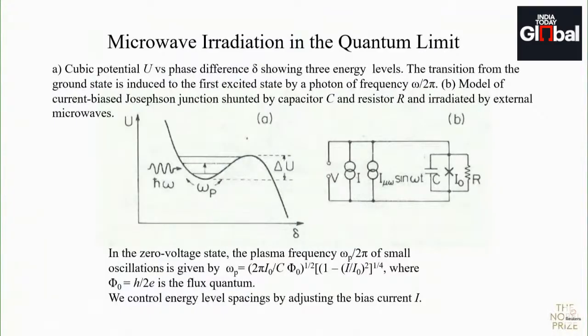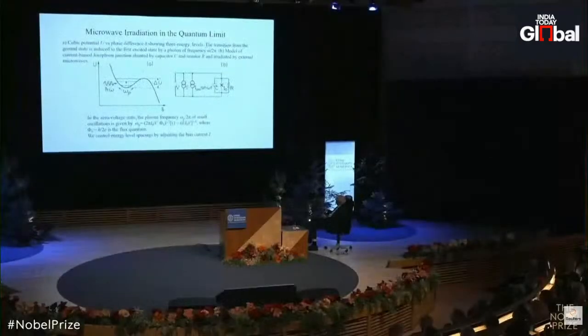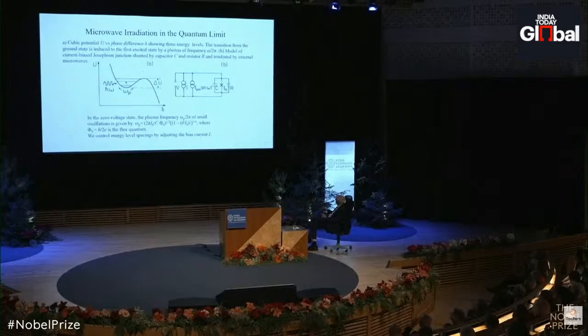And in this part of the talk, I won't go into any details about how we work the calculations out. But on the left, we see a cubic potential U versus the phase difference delta, in which there are 3 energy levels. And on the right-hand side, we see the circuit diagram. Here's the junction, shunted by a resistance and a capacitance. You can apply microwaves, and you can apply a bias current, and you can measure the voltage.